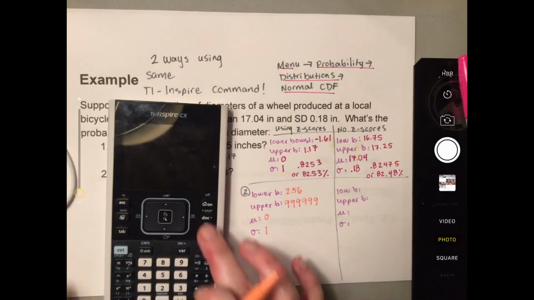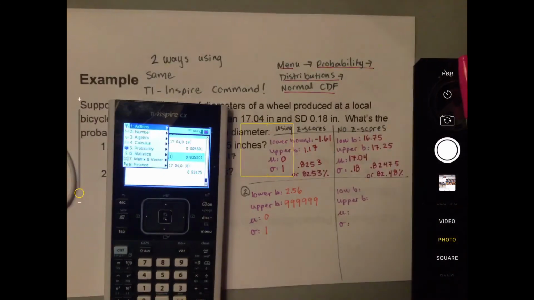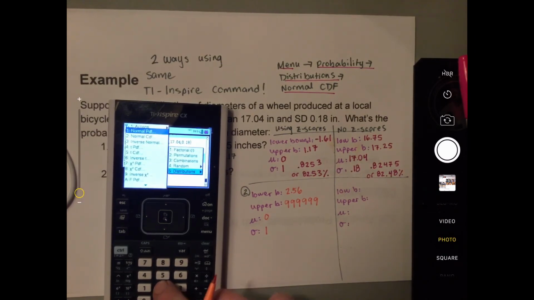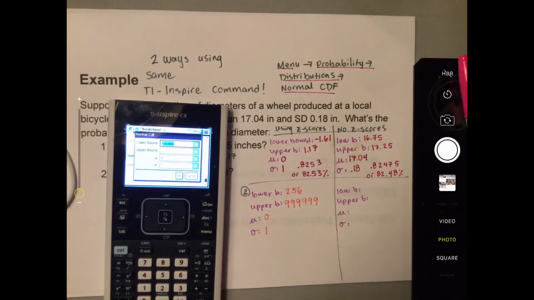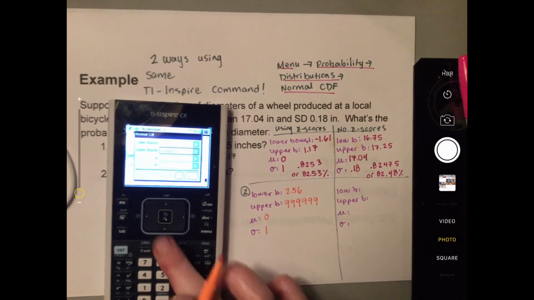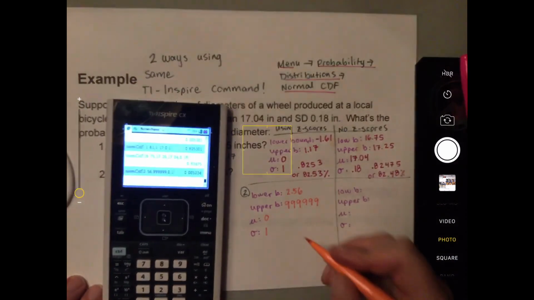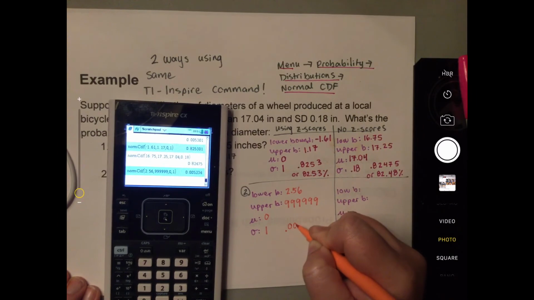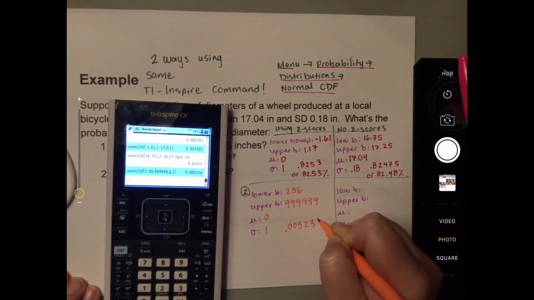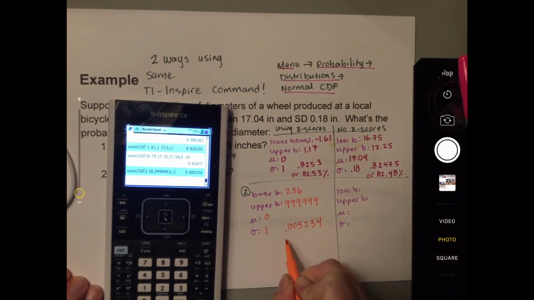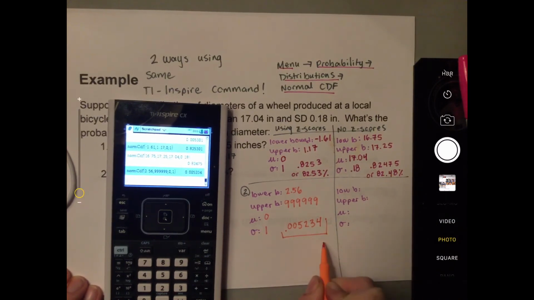When we do this on the calculator, we go to menu, probability, distributions, normal CDF. Normal and Z essentially mean the same thing. The lower bound will be 2.56, upper bound 999,999, and our mu remains 0, sigma remains 1. We press OK and get 0.005234, which is exactly what we got using our chart.